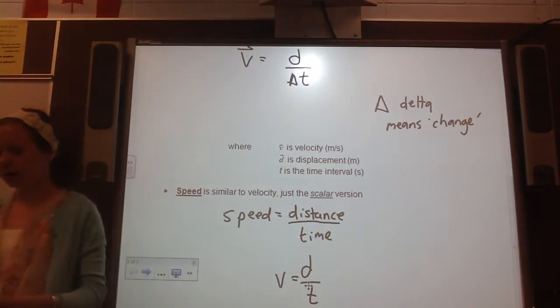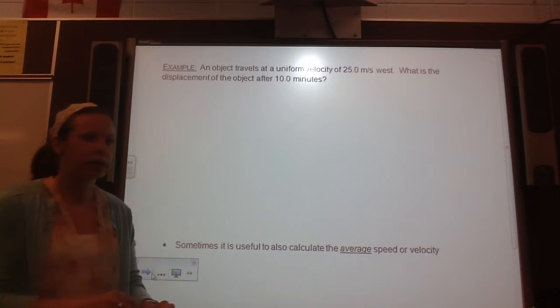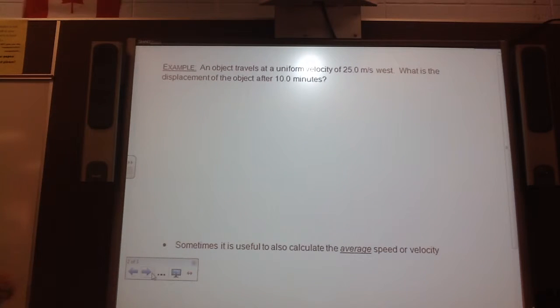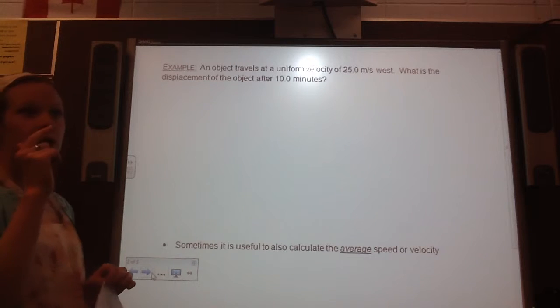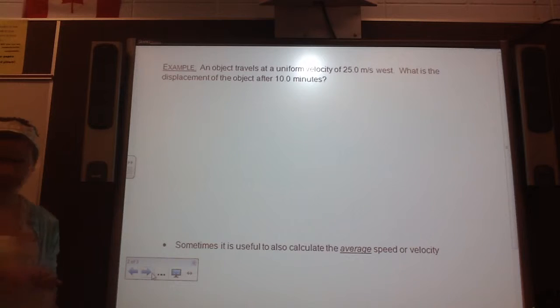Okay, so that's a bit of a review, but let's just do an example so that we're on the same page. So an object travels at a uniform velocity, means like the same, so it's like on cruise, of 25 meters per second west. What is the displacement of the object after 10 minutes? Be mindful of your units, right? Your units need to be meters per second for velocity, meters for displacement, and seconds for time.